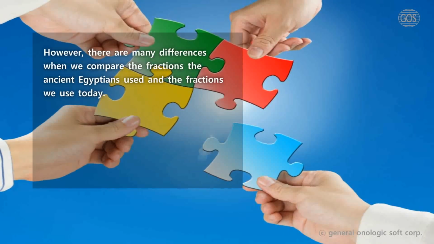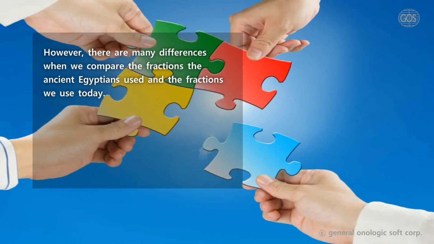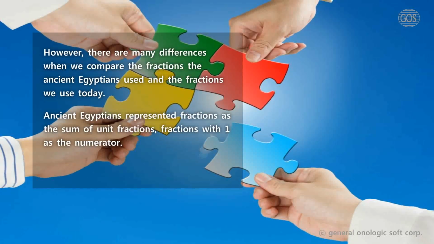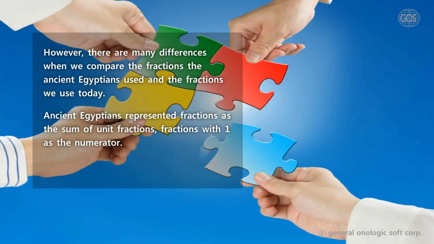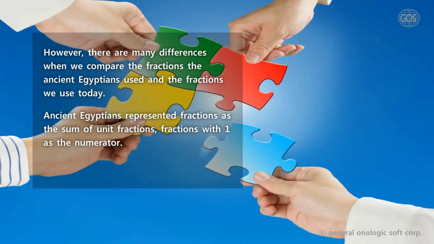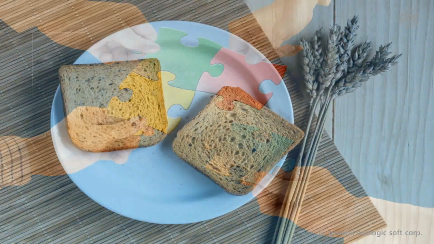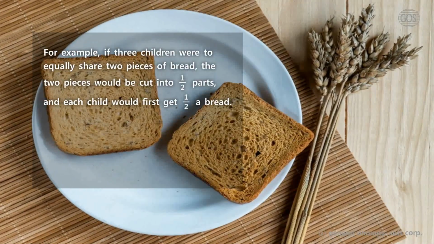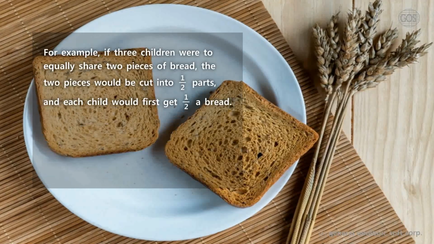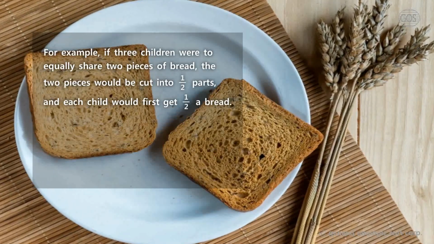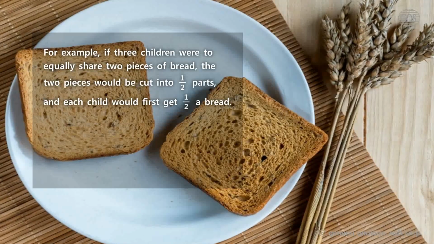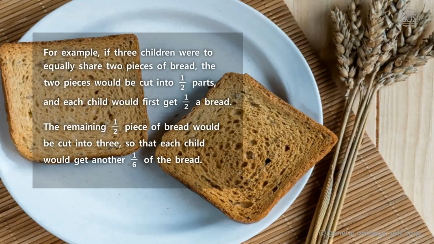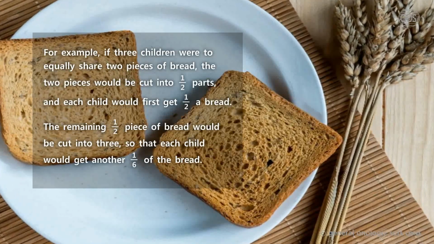However, there are many differences when we compare the fractions the ancient Egyptians used and the fractions we use today. Ancient Egyptians represented fractions as the sum of unit fractions, fractions with 1 as the numerator. For example, if 3 children were to equally share 2 pieces of bread, the 2 pieces would be cut into 1/2 parts, and each child would first get 1/2 of bread. The remaining 1/2 piece of bread would be cut into 3, so that each child would get another 1/6 of the bread.